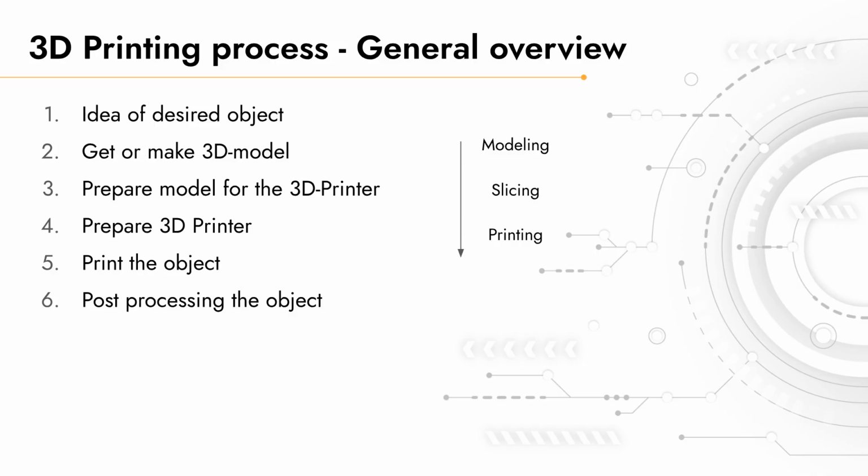The general 3D printing process consists of several steps. First, we have an idea. Second, we obtain or create a 3D model. Third, we prepare the model for printing. Then we prepare the printer itself. After that, we print the object. And finally, we complete any necessary post-processing. These steps can be grouped into modeling, slicing, and printing.